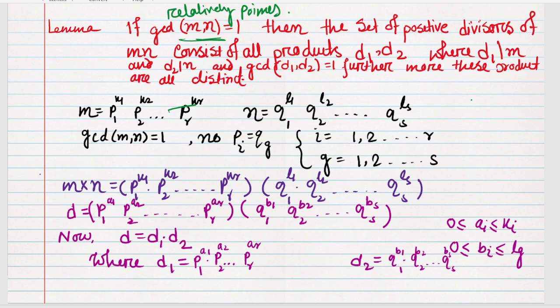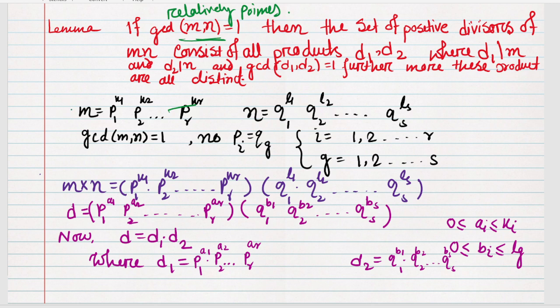Then the set of positive divisors of mn. We already know from the fundamental theorem of arithmetic and divisibility what divisors are and what prime factorization is. And what is our statement? The set of positive divisors of mn consists of all products d1 d2, where d1 divides m and d2 divides n, and GCD of d1 and d2 equals 1. Furthermore, these products are distinct. So we have to prove this.